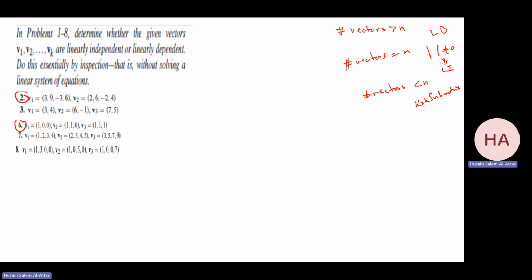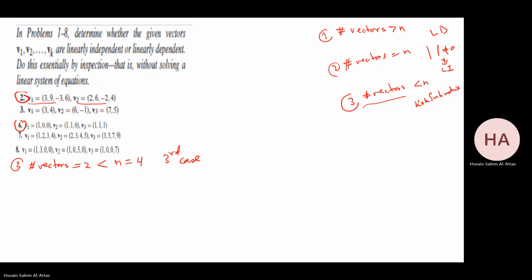These five problems. Number two: the number of vectors is two, and it's less than n, which is 4. So I'm in the third case. I would have to check a submatrix, but since there are only two vectors, I can check it by inspection easily.